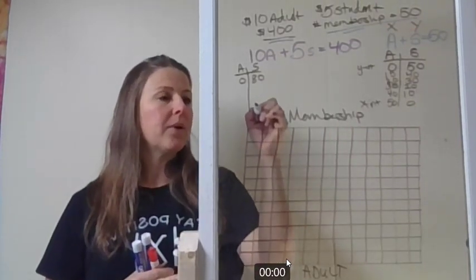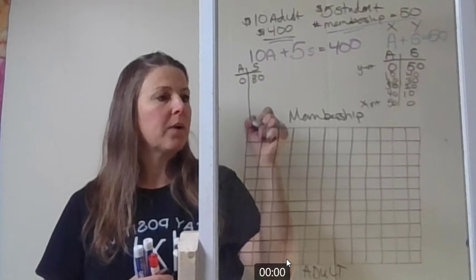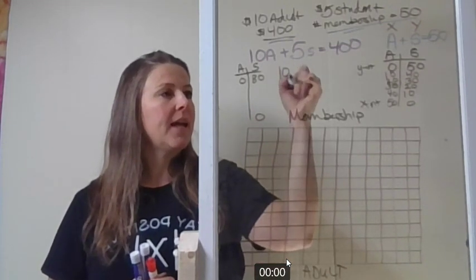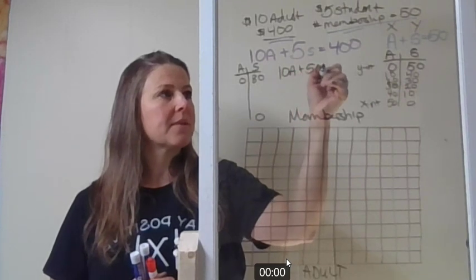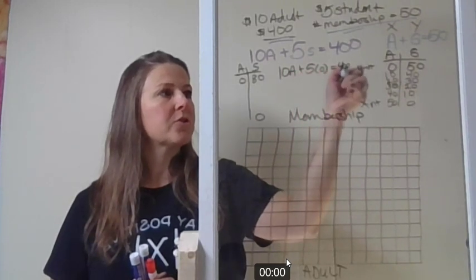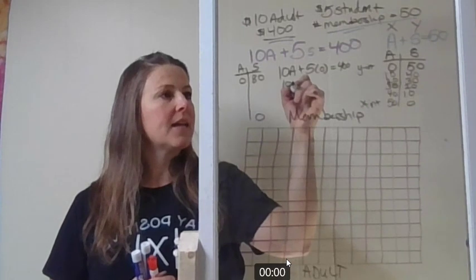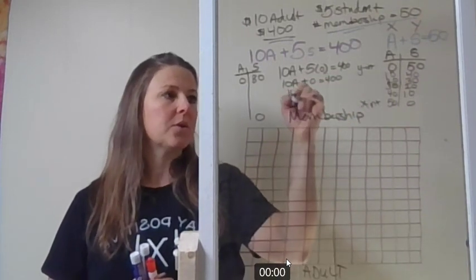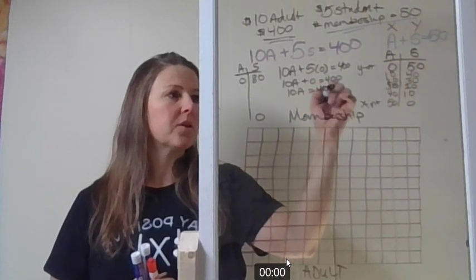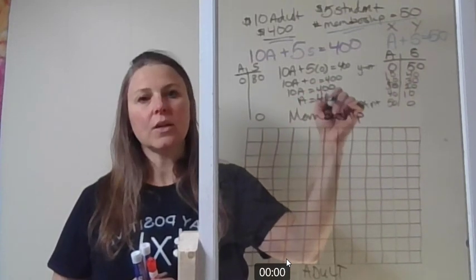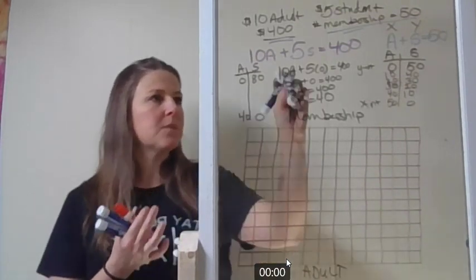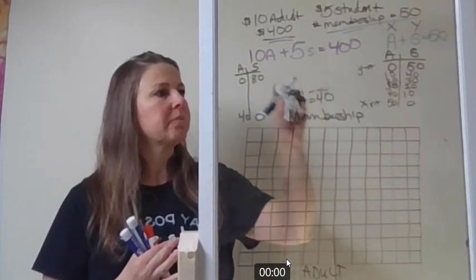Now the highest point on the x-axis will be when this one is 0. So 10a plus 5 times 0 equals 400. So 10a plus 0 equals 400. So 10a is equal to 400. So a is equal to 40. So 40 is the biggest point, and then we want a few in between.